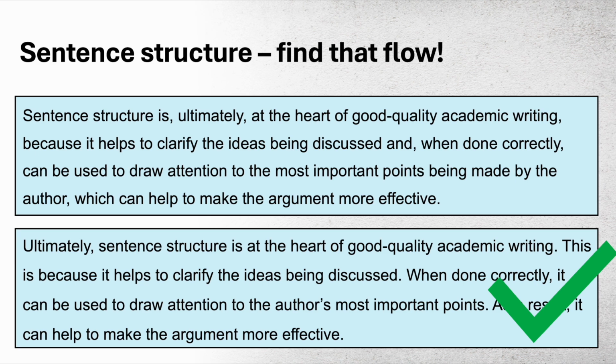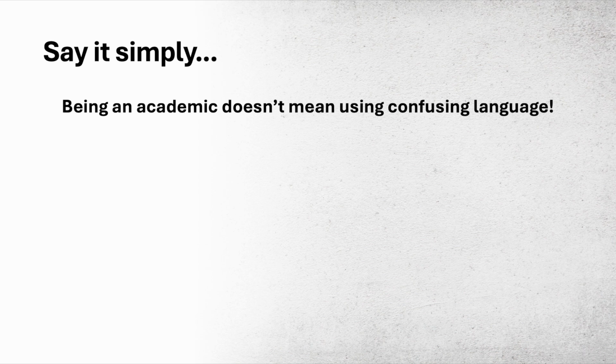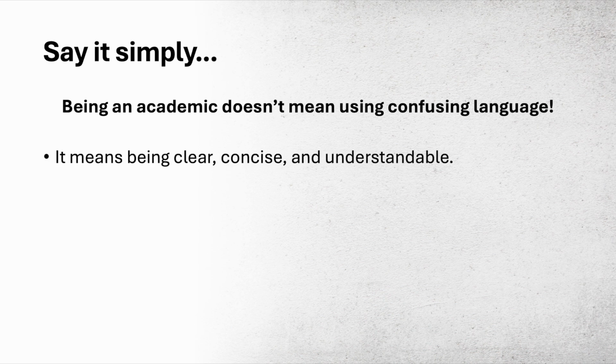Remember, we just spoke about cohesion, the flow from sentence to sentence. That signposting language, those cohesive devices can really help with that. Say it simply. Being an academic doesn't mean using confusing language. It means being clear, concise and understandable, as we've just said.